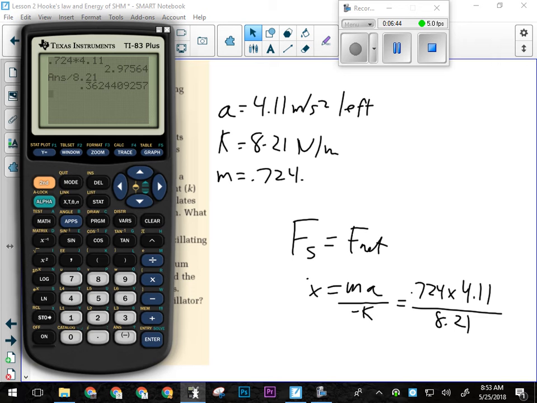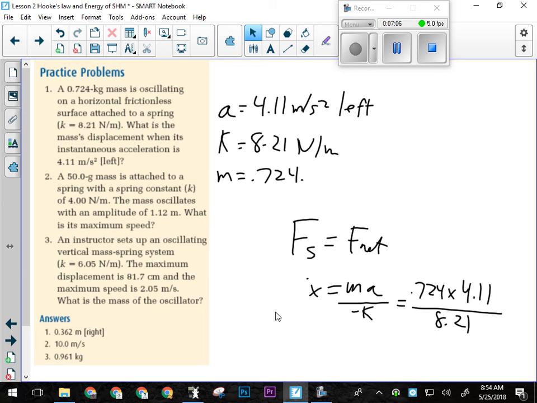Okay, 0.362 meters. Connor, I took it off because I was solving for x. All I did in my head was: if the acceleration is left, the displacement is going to be opposite that. So I just haven't written it on here yet, right? But my displacement is going to be to the right. It has to be opposite. Okay, and they have that right here as well.